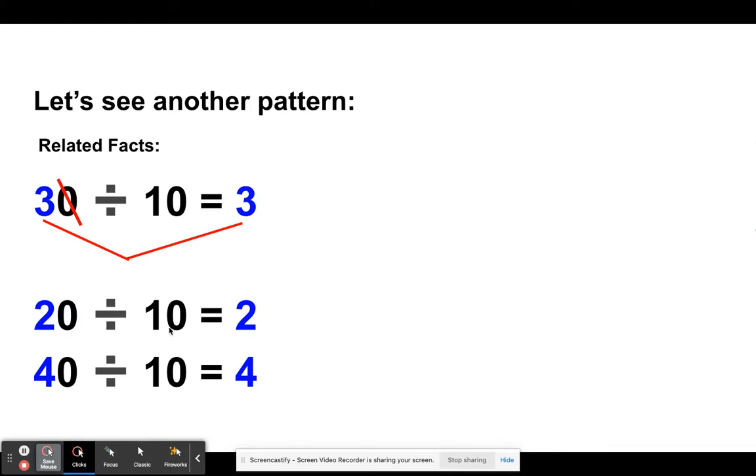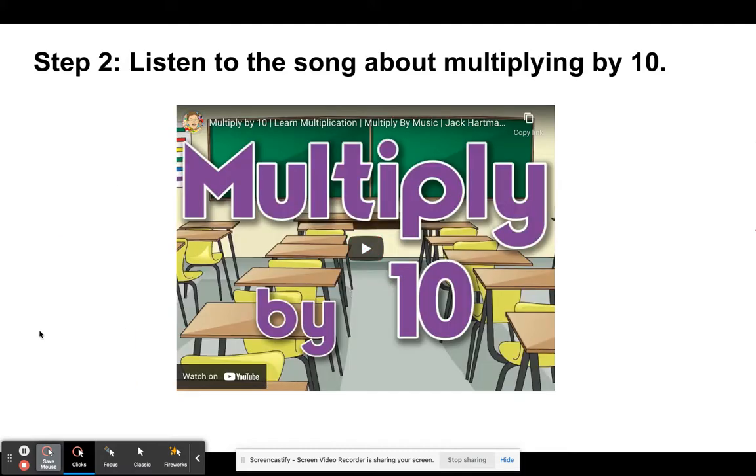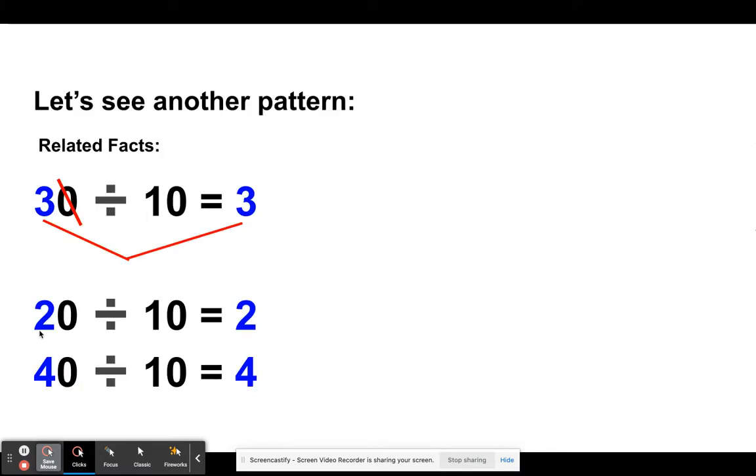If I'm doing 20 divided by 10, I ask, how many 10s do I have? What's in my tens place here? I have 2. 40 divided by 10, I have 4. All right, so continue working hard to get your tens division facts down.